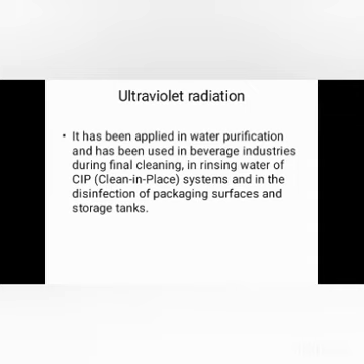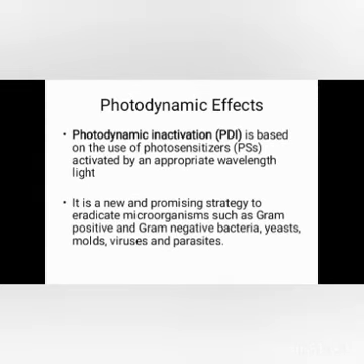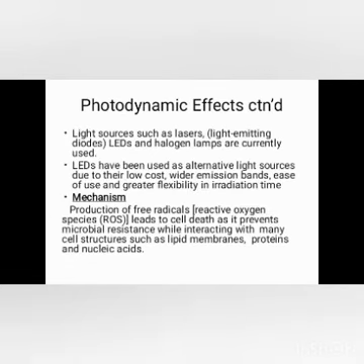The technique of photodynamic inactivation is also a new and promising strategy. This technique is based on the use of photosensitizers, which are activated by light of an appropriate wavelength. Several light sources such as lasers, light emitting diodes, and halogen lamps are currently used. Light emitting diodes have been used as alternative light sources because they are cheaper. They have wider emission bands, they are easy to use, and they also have greater flexibility in irradiation time.